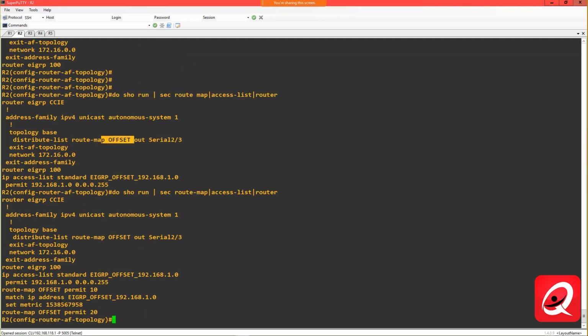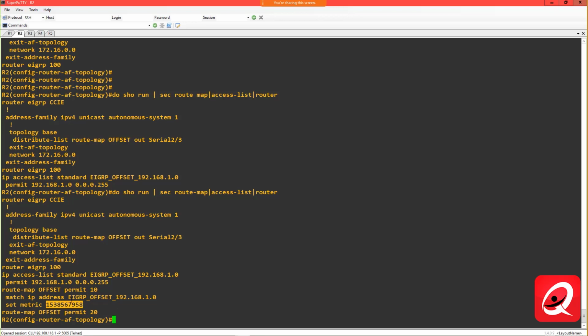So here's my route map. Match this address, eigrp-offset, set the metric to this value, which should be the reported distance then, because that's the metric that should be advertised for that route to that peer. Does that make sense?